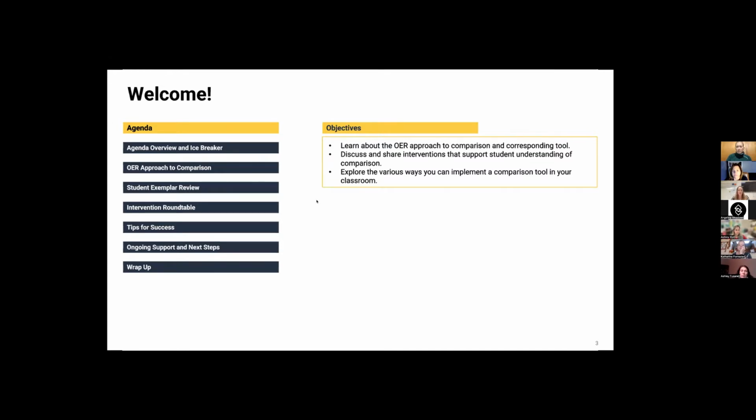And we'll wrap everything up with a very short survey that we'll ask you all to complete, because that feedback is very helpful. So our objectives today: teach you about the OER approach to comparison, and we'll share some tools with you, like I mentioned. Share these interventions and ideas that we have. Like I said, this collaborative environment will be really helpful for us to share our ideas and hopefully leave this session feeling like it was time well spent and that we have tools we can implement right away in our own classrooms.